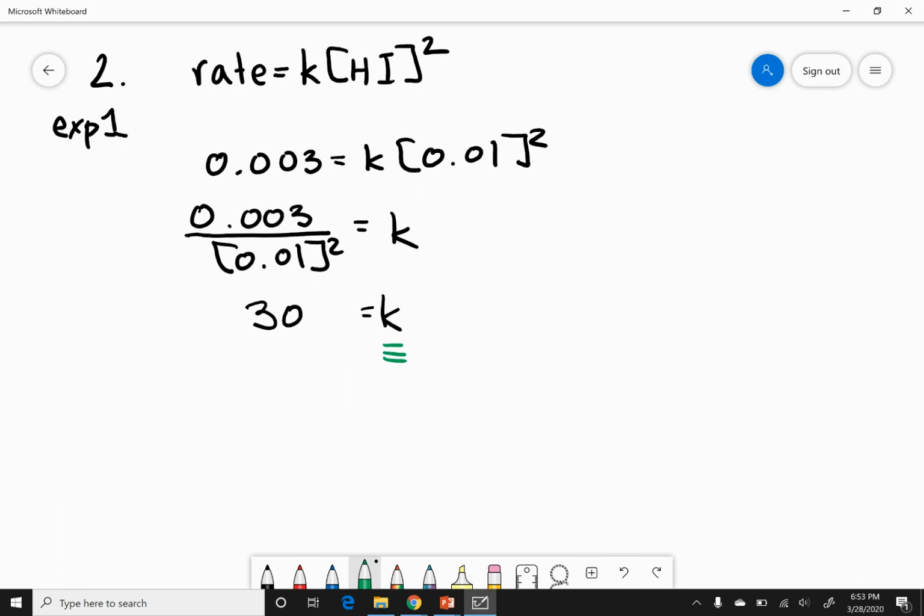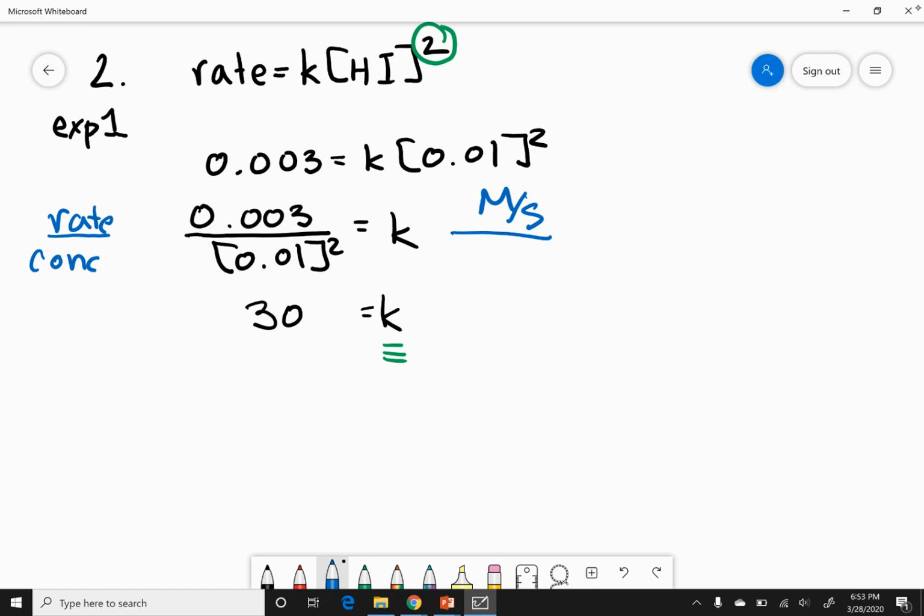Small k right here, its units will change depending on the order of the reaction. So k's units are not something fixed here. So let's take a look at just the units in this equation. Like I mentioned before, rate up here has the units of molarity per second. And then molarity here, so this is our concentration.